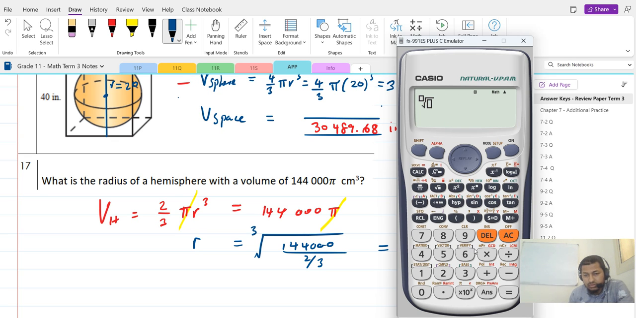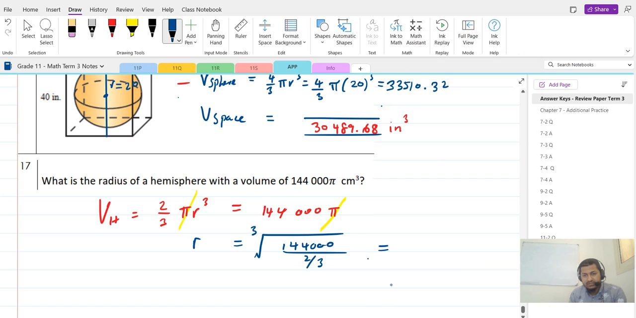Shift cube root. Cube root of 144,000 divided by 2/3. Dividing by 2/3 is the same thing as multiplying by 3 over 2. So we get an answer of 60 centimeters. That's the radius. Next problem.